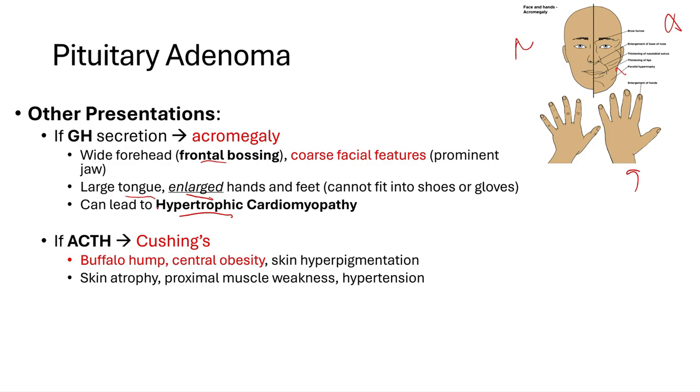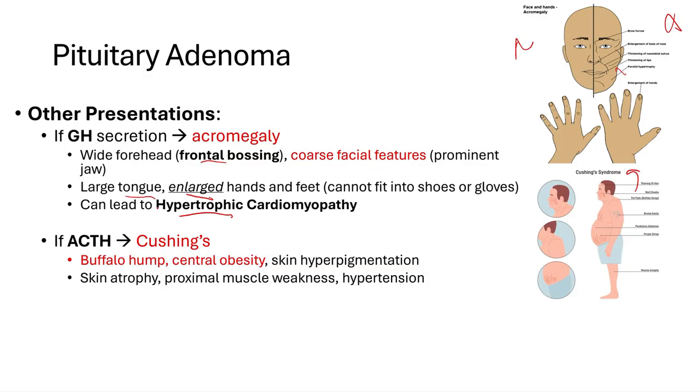For ACTH secreting pituitary adenomas, this can lead to Cushing's syndrome, which will typically be buffalo hump, central obesity. We can see that this individual is obese, but really only in their trunk or their gut. You can also sometimes see skin hyperpigmentation due to this elevation in the ACTH. You can also see skin atrophy, proximal muscle weakness, as well as hypertension.